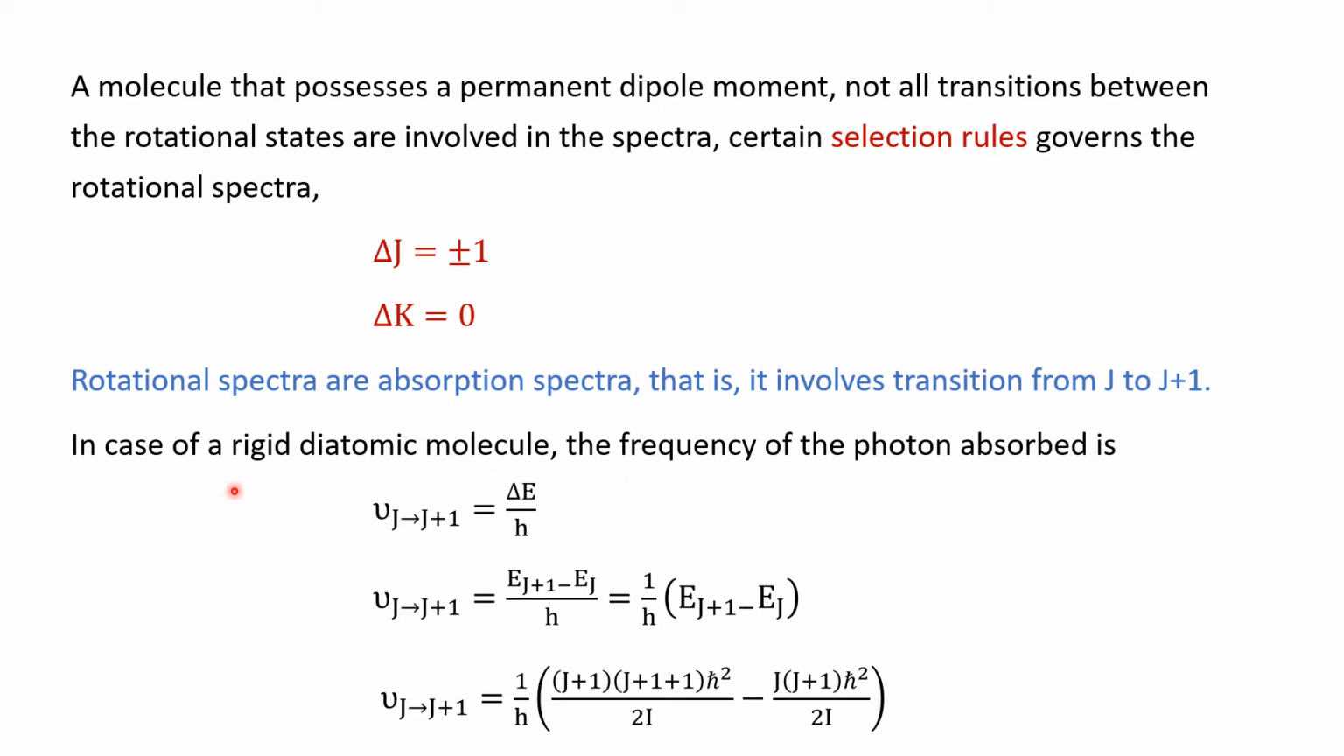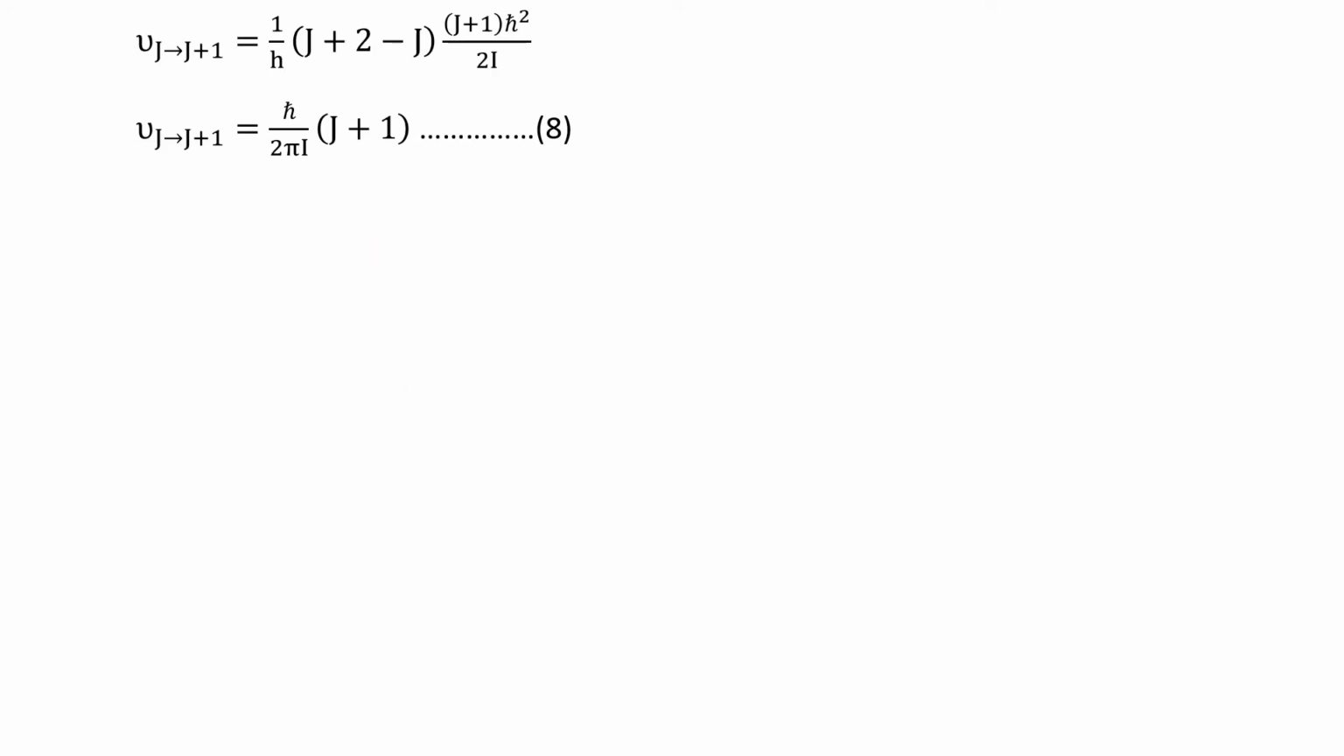So if we have a rigid diatomic molecule, this is for simplicity, we can also write for the non-rigid molecule. The frequency of the photon that is absorbed during the transition from J to J plus 1 is equal to delta E divided by h, so that is equal to E(J plus 1) minus E(J). So this is the frequency of the photon absorbed when there is a transition from J to J plus 1.